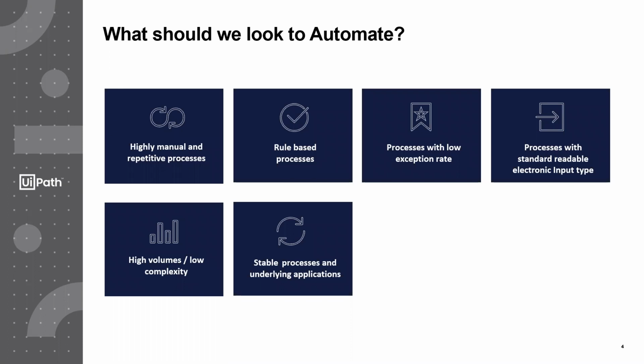The rules are not changing. The process rules are not changing. The SOPs are not changing. New steps are not getting added. So those processes qualify to be called stable processes. And then the underlying applications.